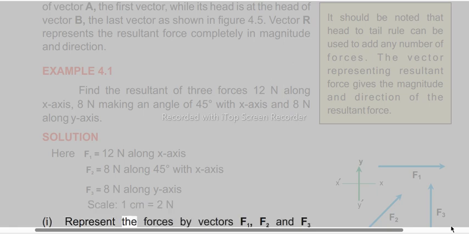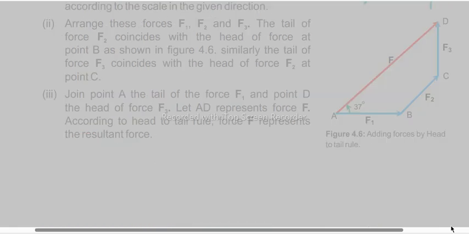1. Represent the forces by vectors F1, F2 and F3 according to the scale in the given direction. 2. Arrange these forces F1, F2 and F3. The tail of force F2 coincides with the head of force F1 at point B, as shown in figure 4.6. Similarly, the tail of force F3 coincides with the head of force F2 at point C.